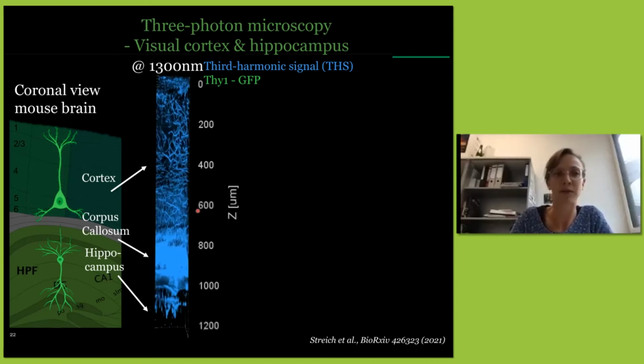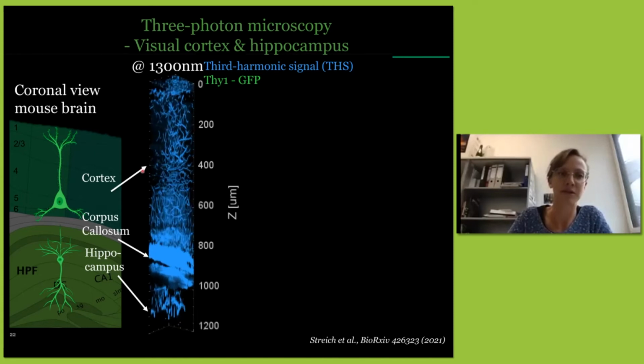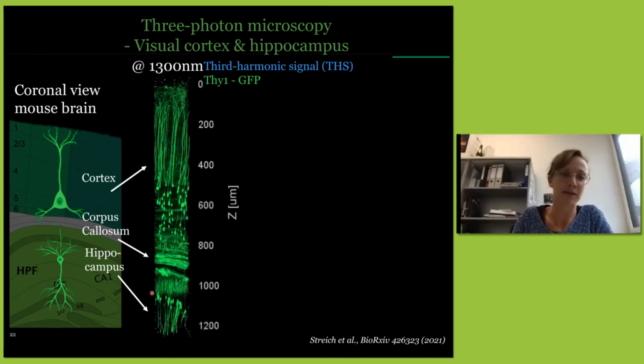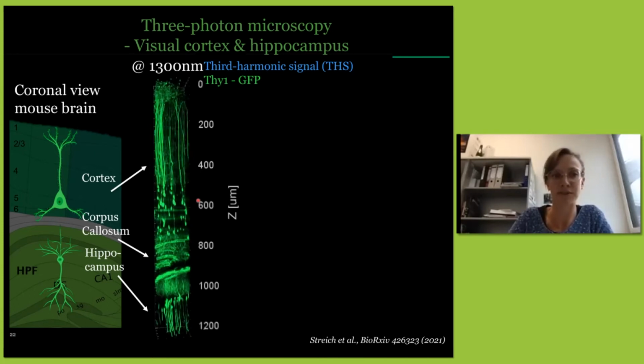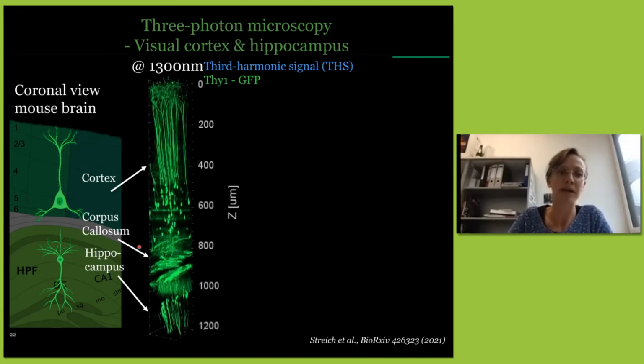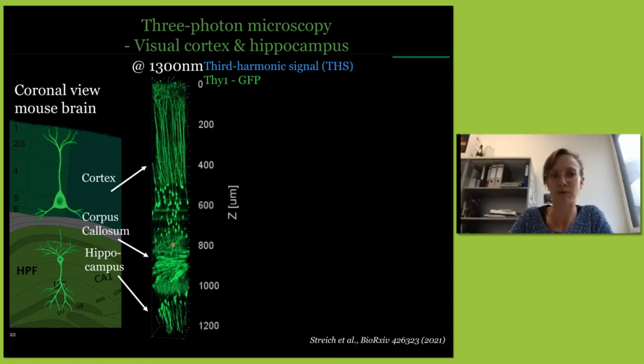Here you can appreciate that we can clearly visualize the vasculature throughout the layers in the hippocampus. And here you can appreciate that we can clearly resolve all the neurons in the entire cortex. We can clearly see the fibers of the corpus callosum, which are the long-ranging axonal fiber bundles connecting the two brain hemispheres. And we can clearly see the CA1 hippocampal neurons.